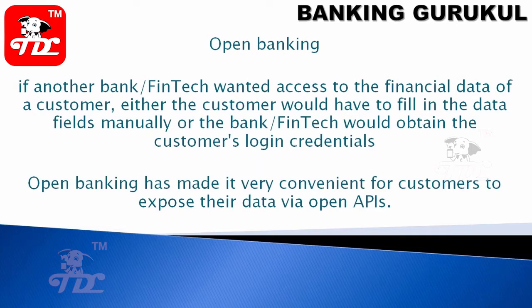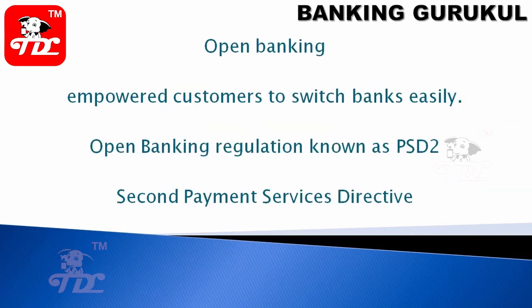If another bank wants to access the financial data of a customer, either the customer would have to fill in the data manually, or the bank would obtain the customer's login credentials. So if you are in Y bank and you want to access X bank customer data, one way is that the customer fills in a physical form and gives it to you, or you need the customer's login credentials. Open banking has made it very convenient for customers to expose their data via open APIs. Open banking empowers customers to switch banks easily, from one bank to another.